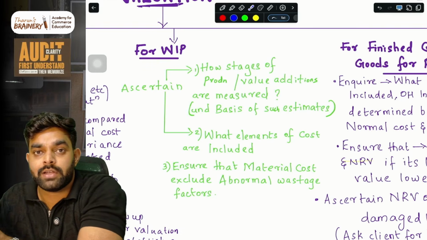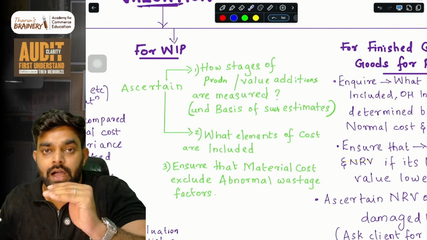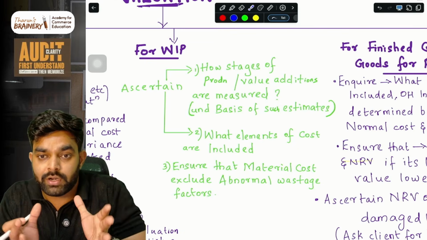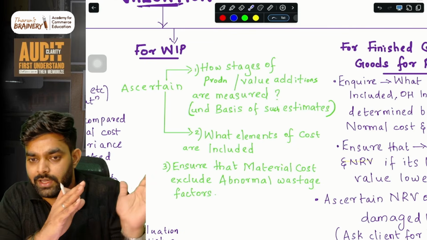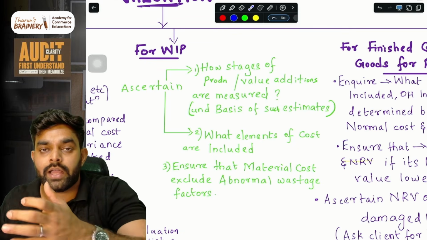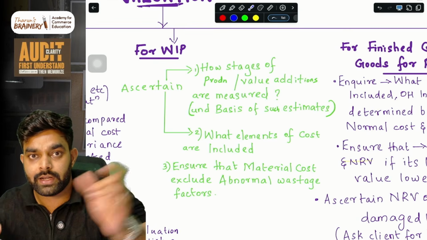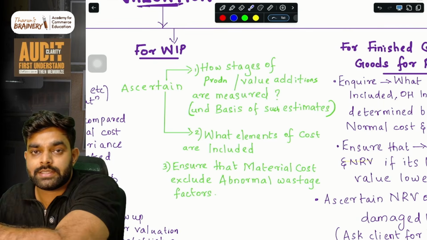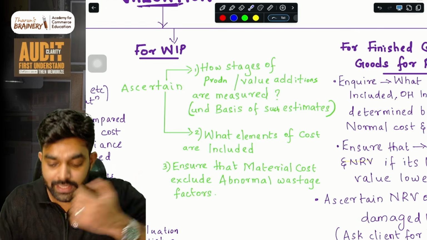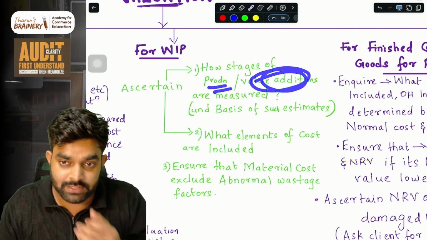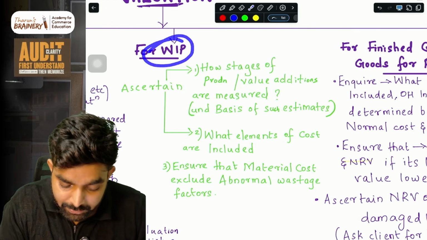In the third stage of production, some other things are assembled. Imagine a car. In the first stage, just the metal body is there. In the second stage, the tires come, so the tire value is added. Firstly it was only 300, then the tires' value of 50 was added. Then in the third stage, the engine is added, so the engine value is added. Like that, at which stages value additions are measured, you have to check for work in progress.